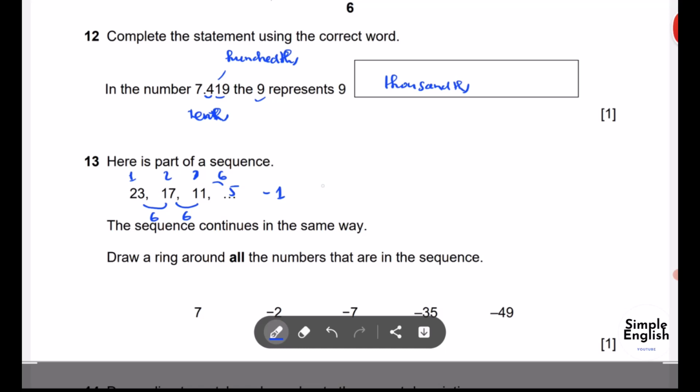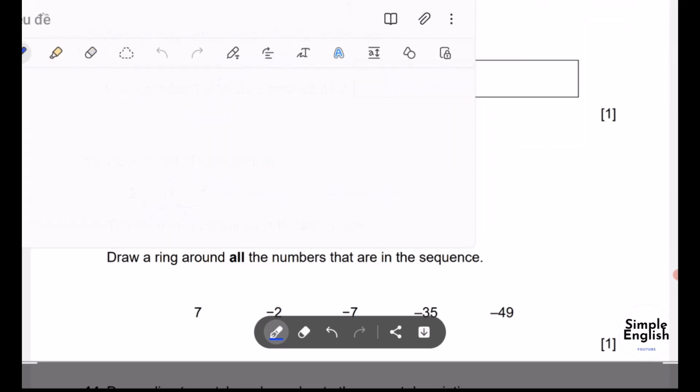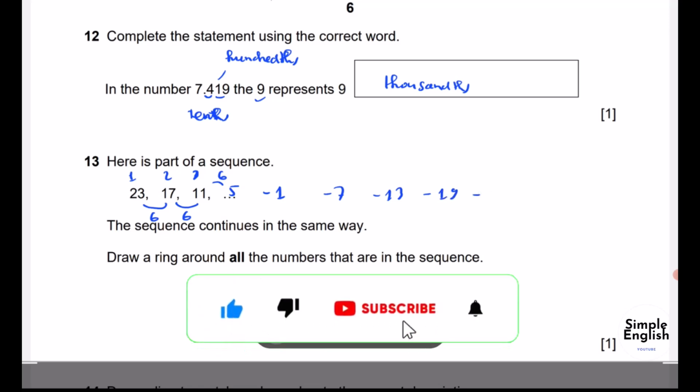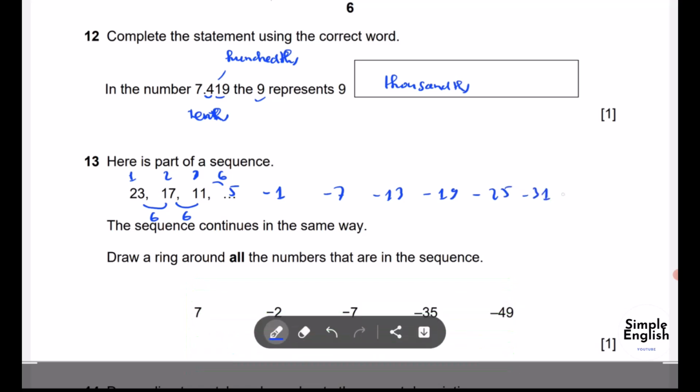Negative 1, and then negative 7, negative 13, right? And then negative 19, continue to negative 25, negative 31, negative 37, negative 43, and then negative 49, right? So let's check again.